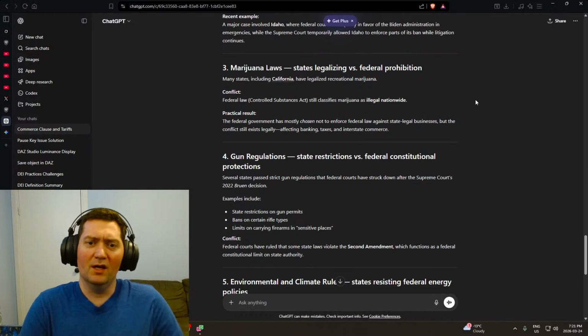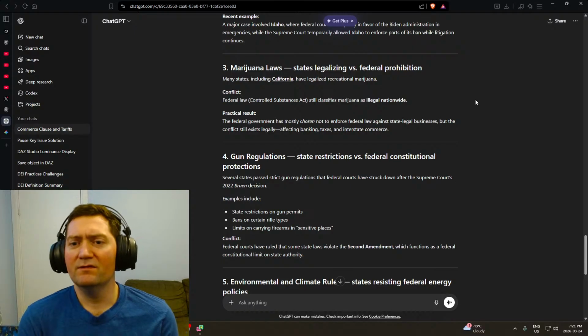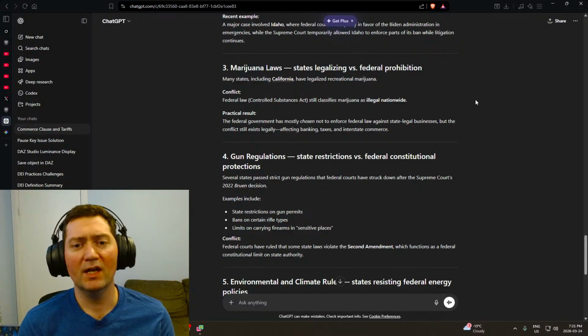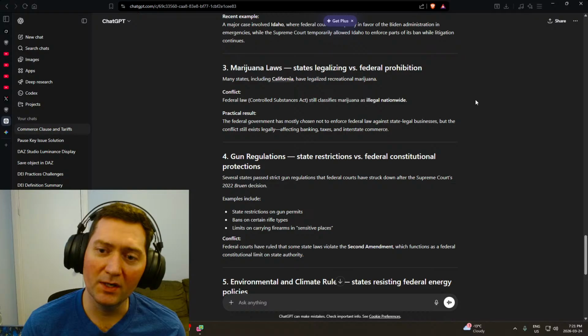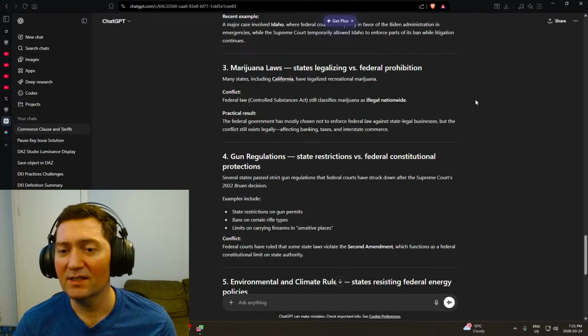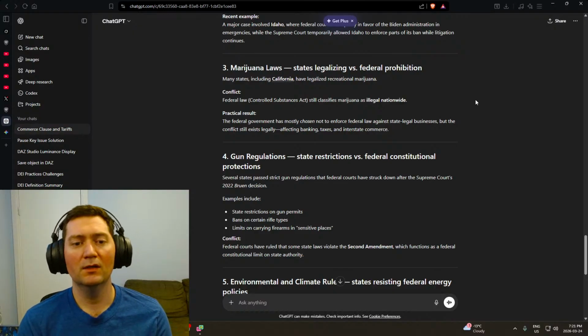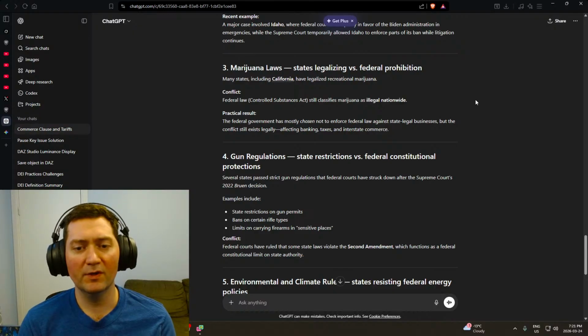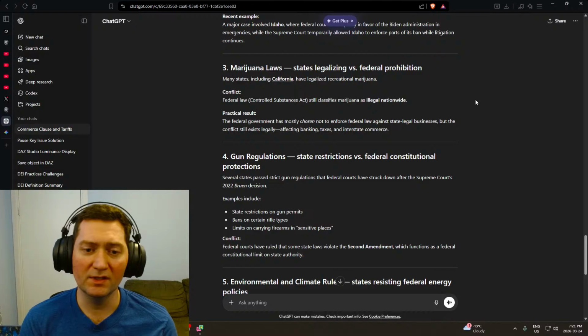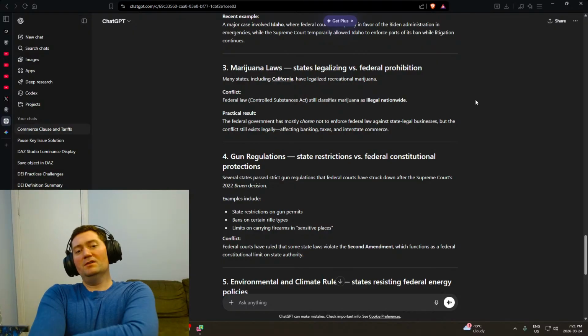Oh, marijuana laws. State legalizing versus federal prohibition. Many states, including California, have legalized recreational marijuana. Conflict: federal law still classifies marijuana as illegal nationwide. Practical result: the federal government has mostly chosen not to enforce federal law against state legal businesses, but the conflict still exists legally, affecting banking, taxes, and interstate commerce.